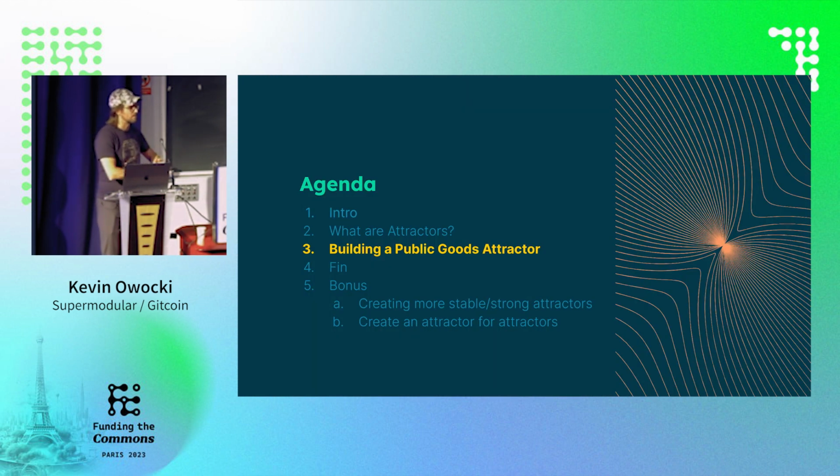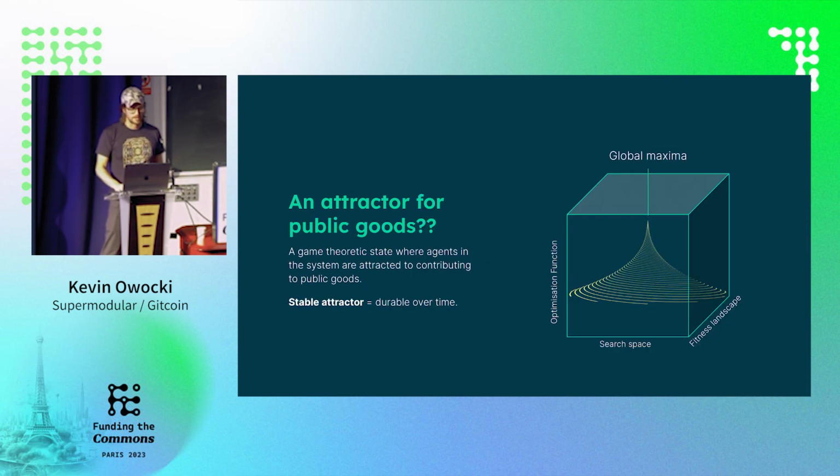That's more than you probably ever wanted to know about attractors, but I just think that they're this cool set of things in complex systems that we can maybe leverage in order to think about building an attractor for public goods funding. How do we build multiple strong, stable attractors that fund public goods and shift the incentives of people in the world towards contributing to public goods?